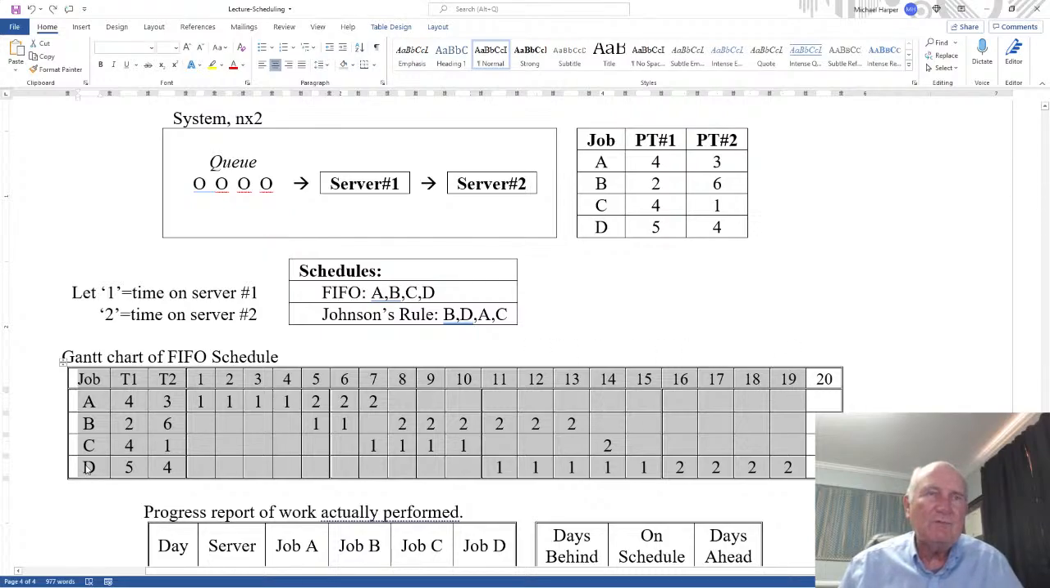But the flow time of the last job in a schedule is the total processing time of the project, or the schedule, or the makespan of the schedule. So it takes 19 days to do.